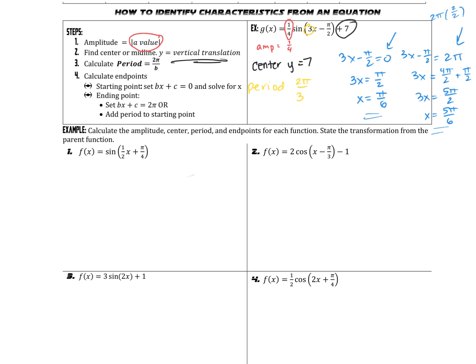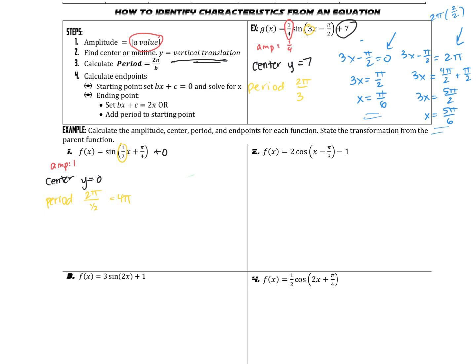So let's start with example one here. We're going to identify all four of those things: the amplitude, the center, the period, and the endpoints. So the amplitude, there's no number in the A spot, so the amplitude is just 1. The center, there's no vertical translation here, so the center is going to be the line y equals 0. The period is going to be 2 pi over b. And in this case, b is 1/2, so 2 pi divided by 1/2, which means we have to flip and multiply, so the period is going to be 4 pi.